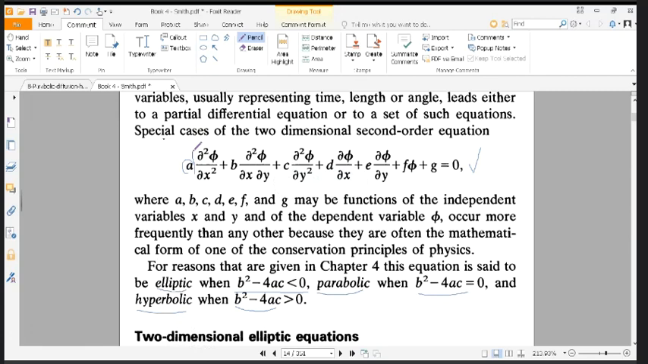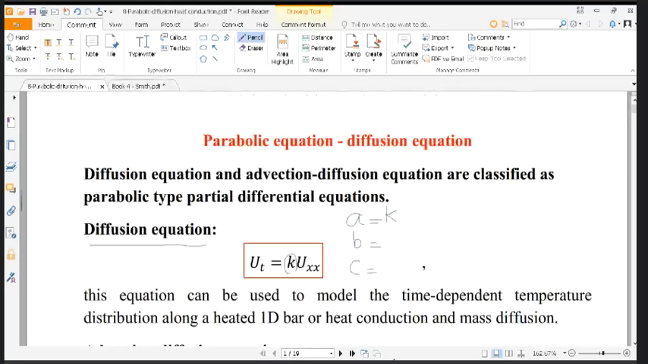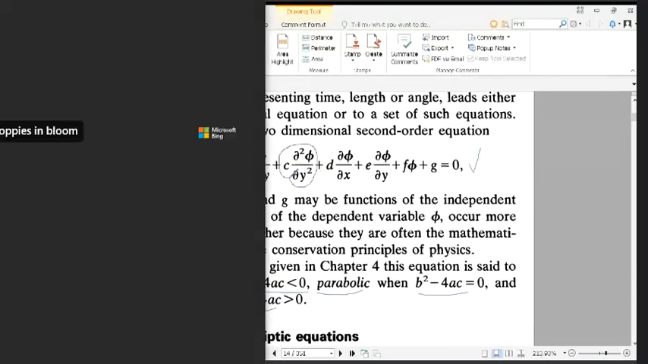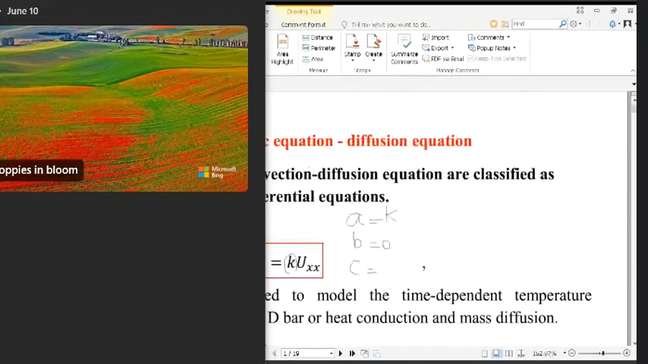What is the value of B in this equation? B is the coefficient of ∂²u over ∂x∂y. In this equation, we don't have ∂²u over ∂x∂y, and then B is 0. And what about C? Please see. C is the coefficient of ∂²u over ∂y², or ∂²u over ∂t². In this equation, we don't have U_tt, and then C equals 0.